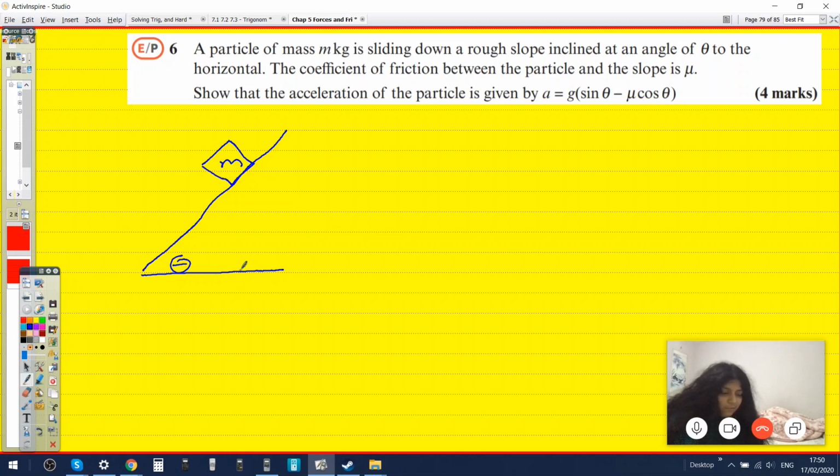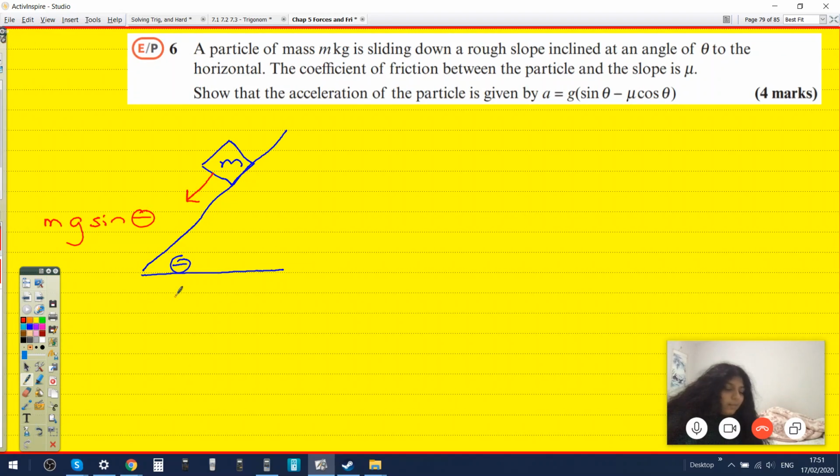So the downward force would be, I don't know what the downward force would be. This will be sine theta times mg. Why would it be mg? Oh yeah, okay. And then the top one would be cos theta mg, the one going upwards. And then f. So sum of f equals ma. And then f is equal to mu cos theta mg.